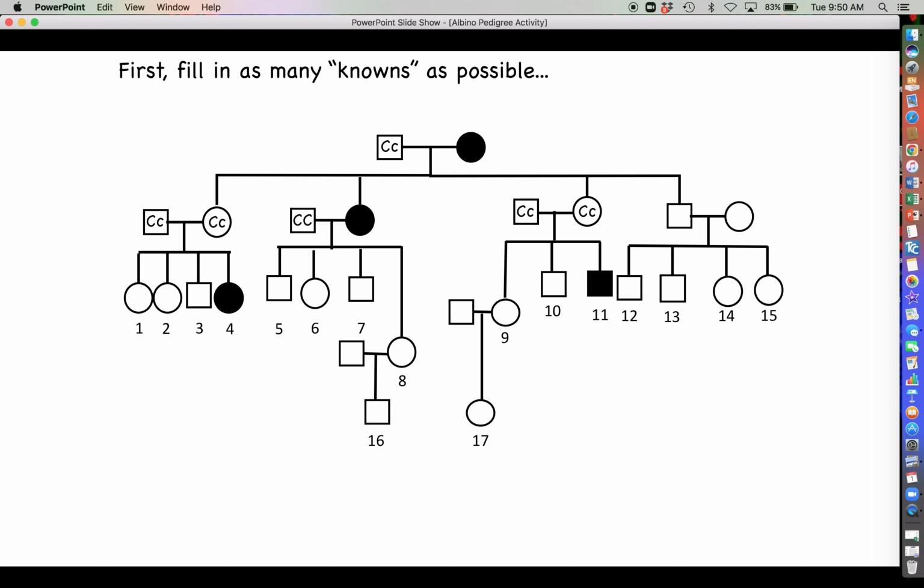So this man here and this woman here must be heterozygous, again for the same reason as before, because we can clearly see that of their 3 children, one of them was an albino, so nothing too terribly interesting there.